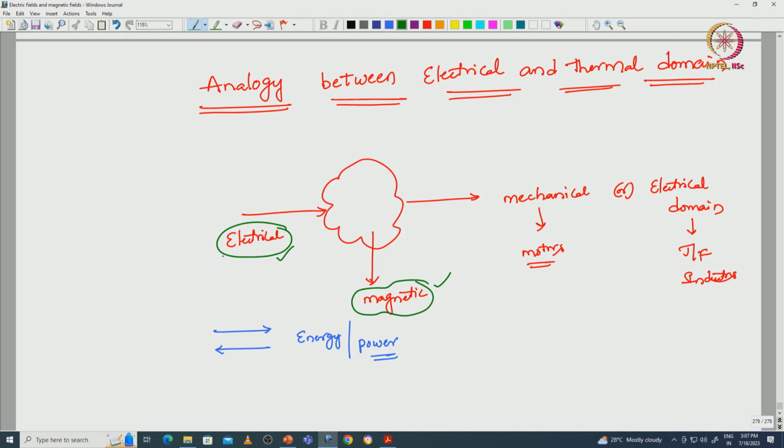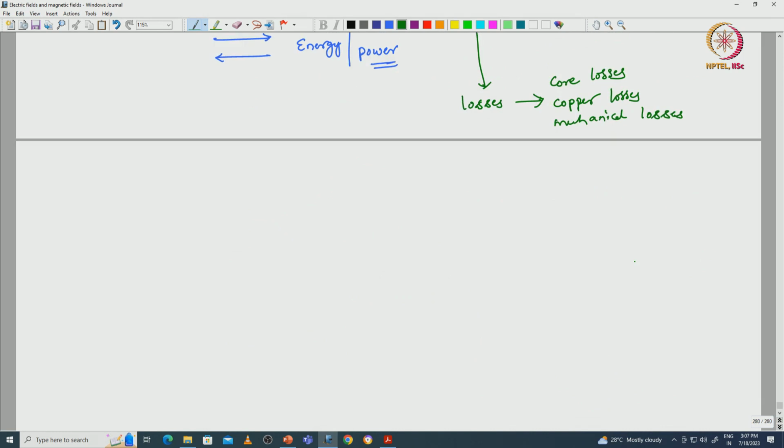With respect to the losses, there is another domain. Like in a practical system, we will see the losses like core losses and copper losses and mechanical losses. These losses are dissipated in the form of heat, and this heat is with respect to the thermal domain. There is a fourth domain involved in the electromagnetic system with respect to the loss, that is thermal domain.